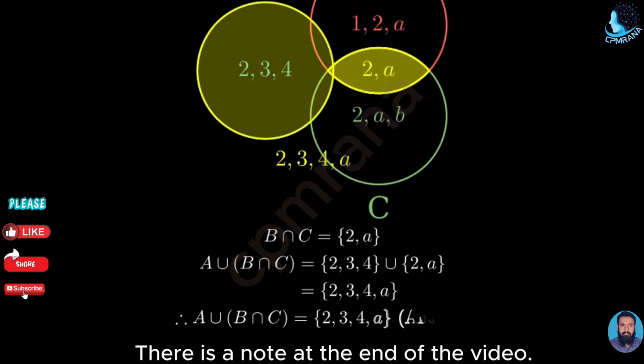Therefore, A union B intersection C equals the set {2, 3, 4, a}. Let's verify this. We have 2 from both sets, 3 and 4 from set A, and a from B intersection C. This gives us our final answer, {2, 3, 4, a}.